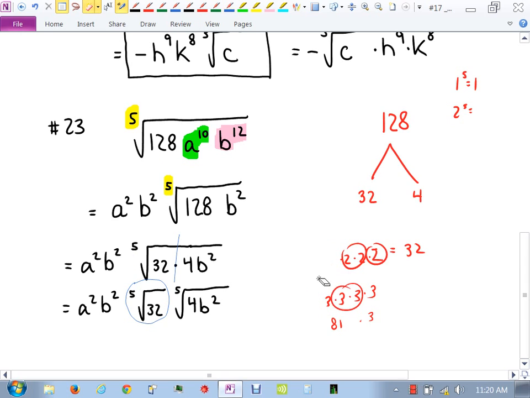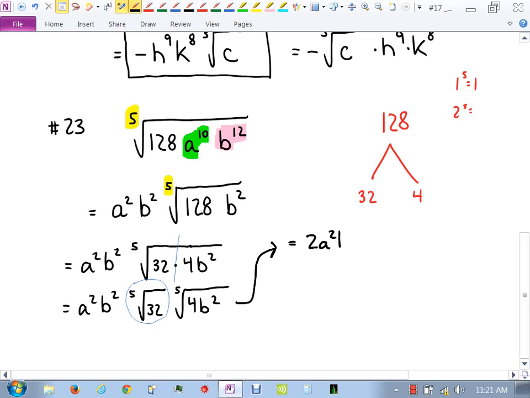I'm going to put it right back over here. So my answer is equal to that 2, I'm going to slide it out in front of the a squared, b squared. And what am I still left with here? Fifth root of 4b squared. And that's it.